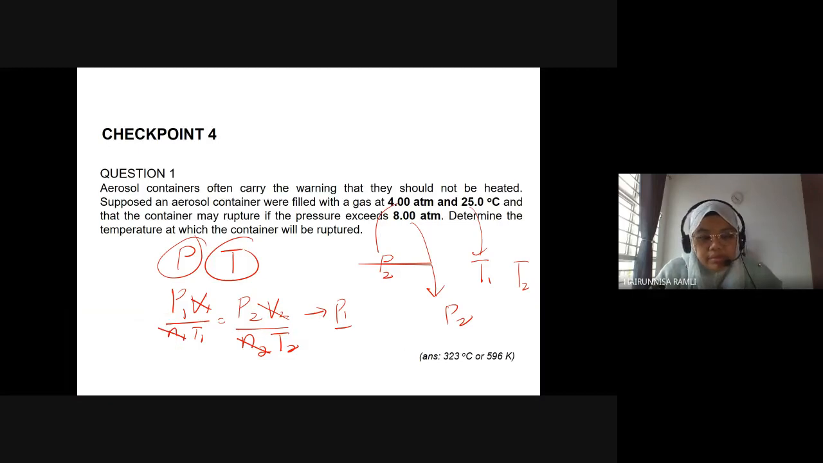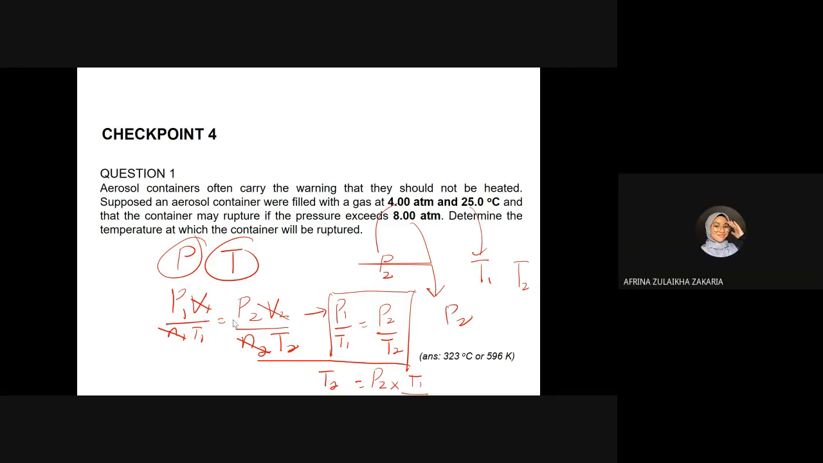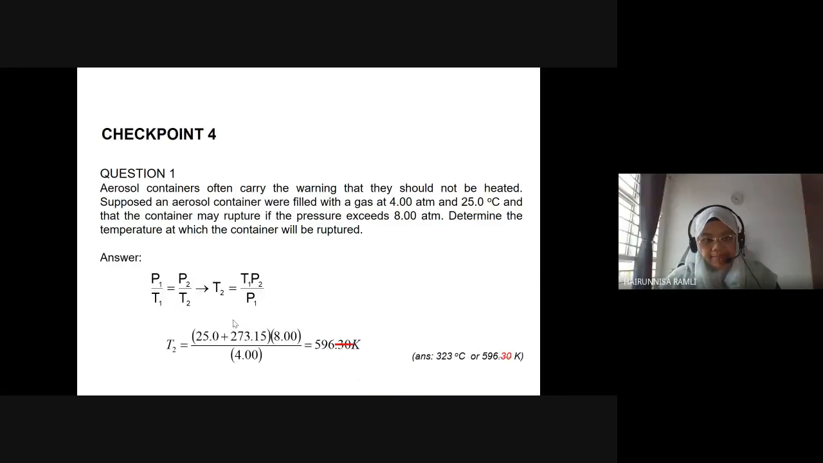Sambil kira eh. Ada yang dah dapat ke? So you want to calculate for T2. Okay, dah ke? Dah. Okay, dapat sama eh?